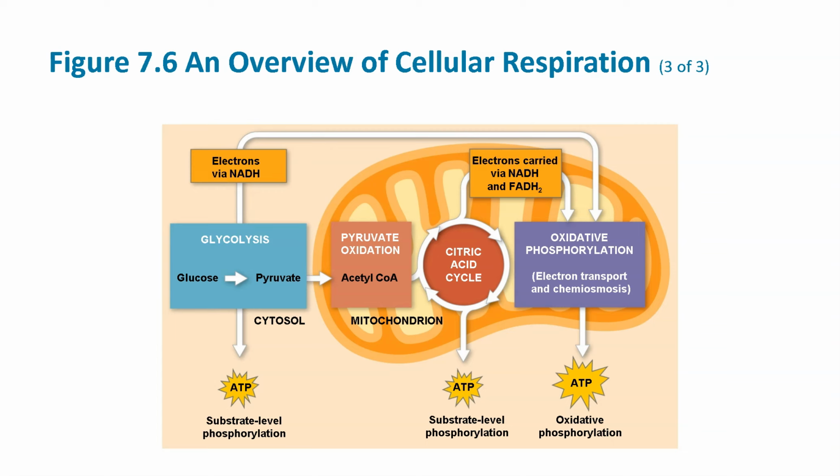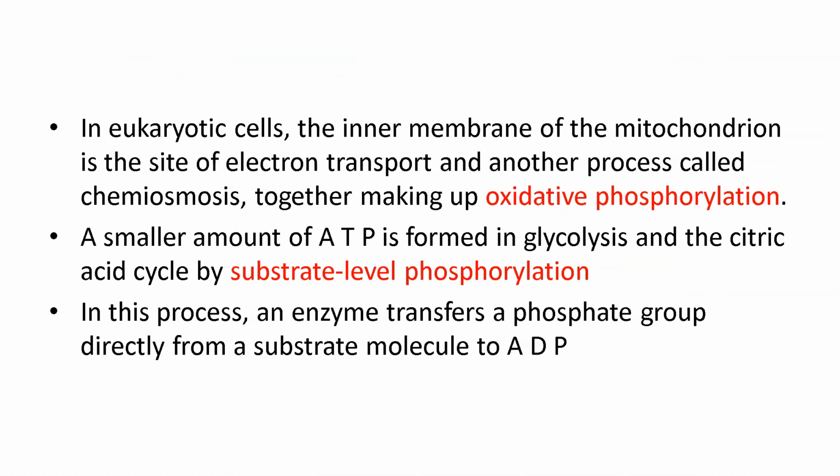It looks like this. This is another great picture to study, to be able to explain out loud, to understand what's happening. Acetyl-CoA is made in pyruvate oxidation and funneled to the citric acid cycle. Electrons are carried via NADH and FADH2. Again, that's where we're storing the energy from food, for oxidative phosphorylation. Okay? So in eukaryotic cells, the inner mitochondrial membrane is the site of the electron transport chain and another process called chemiosmosis, where hydrogens flow downhill, fueling ATP synthase, together making up oxidative phosphorylation.